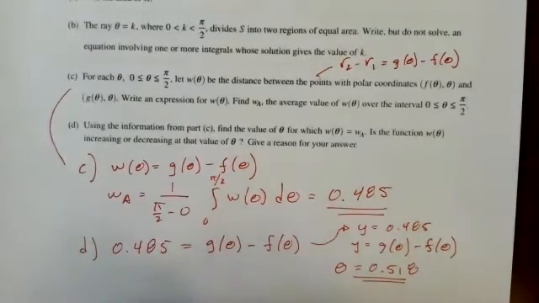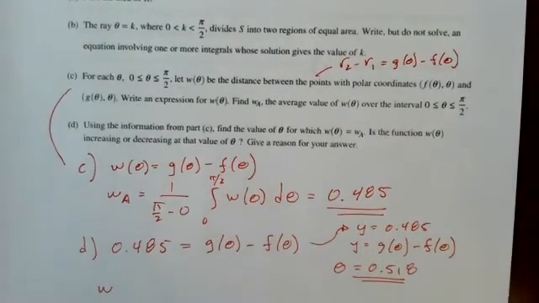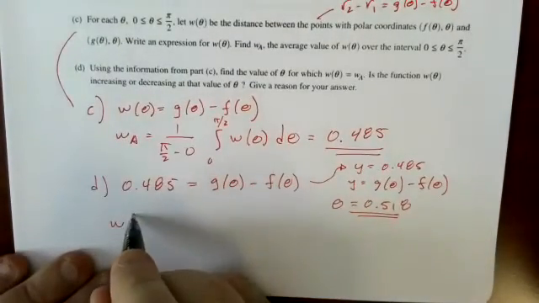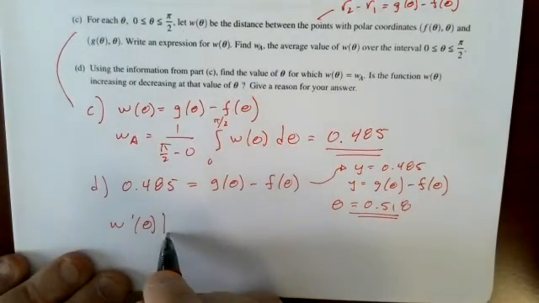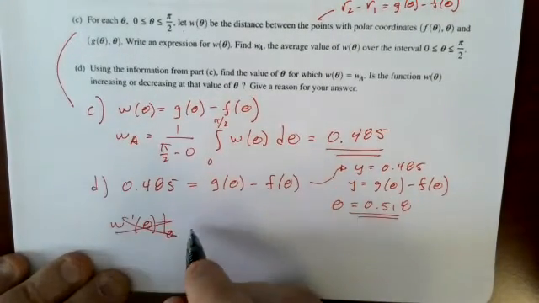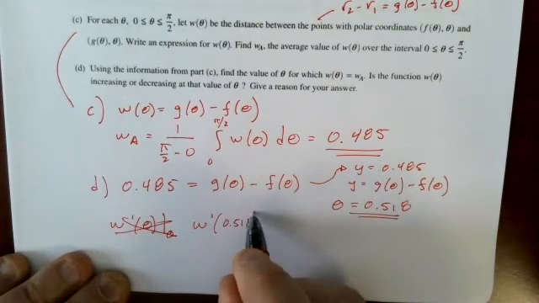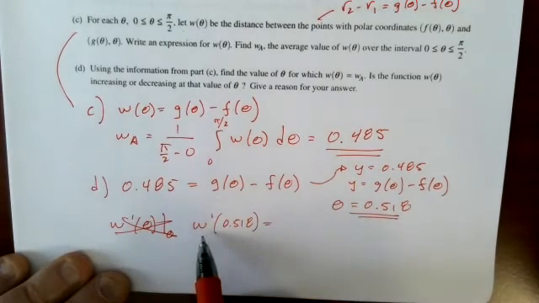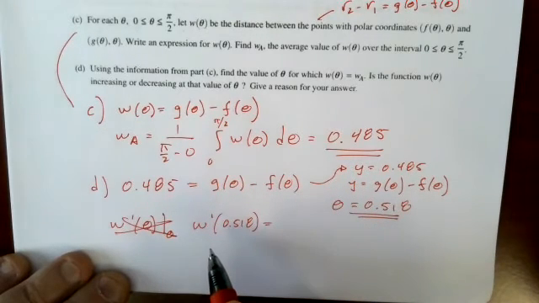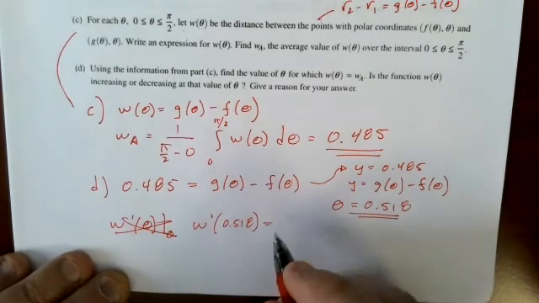Now we have to find the derivative, and I would use a calculator to do this. W prime of theta, goodness gracious, W prime of 0.518. Put that in the calculator, get a number, is negative.